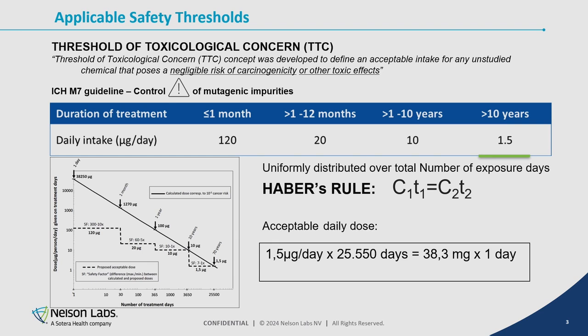Imagine we take the example of ICH M7, 1.5 micrograms a day. It's good for lifetime exposure, 70 years, 25,550 days of exposure, which is then equal to 1 day having 38.3 milligrams. So all vaccine producers would be very happy to see that. This is unfortunately not the case, so they apply additional safety factors. You can see that for less than 1 month, they go from 38 milligrams to 120 micrograms, applying a safety factor of 300.